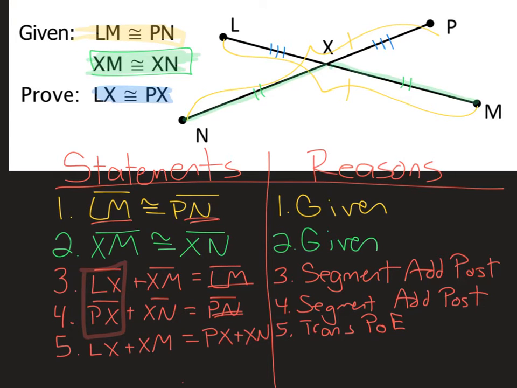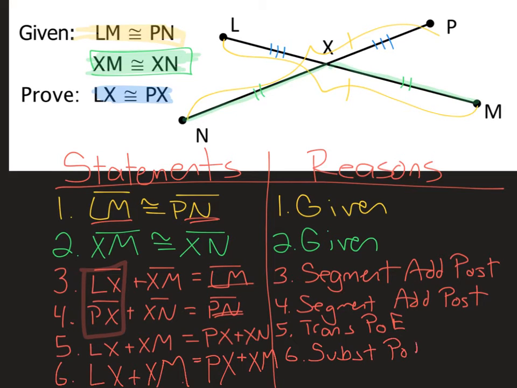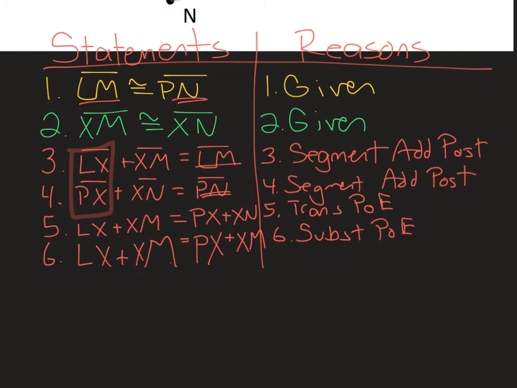So I also know that XM and XN are congruent from statement 2. So I'm going to plug in, if it'll let me fit this in here, PX plus XM. So I'm just substituting XM in for XN. That was just one substitution. So that's your substitution property of equality. Now looking at this, we can see that we have XM on both sides here. So I'm going to subtract and get LX equal to PX.